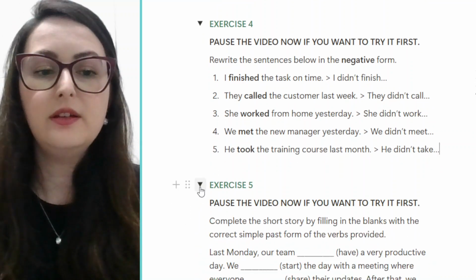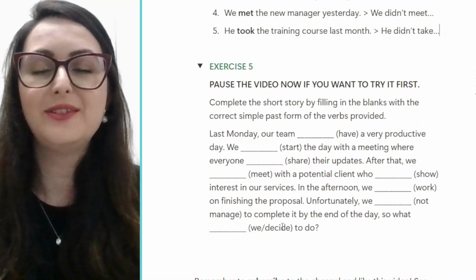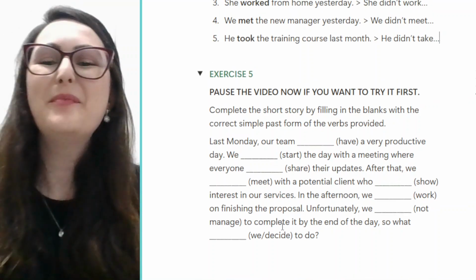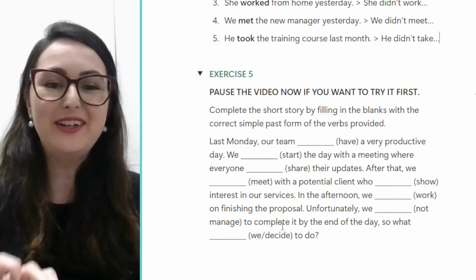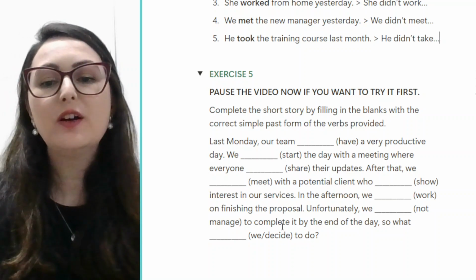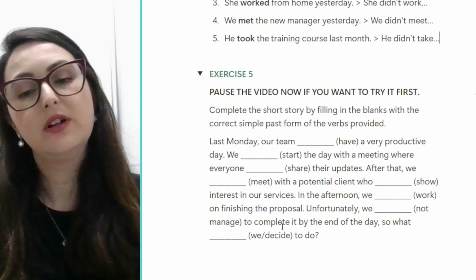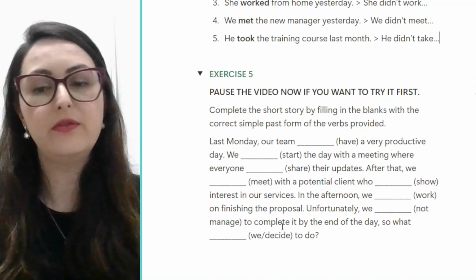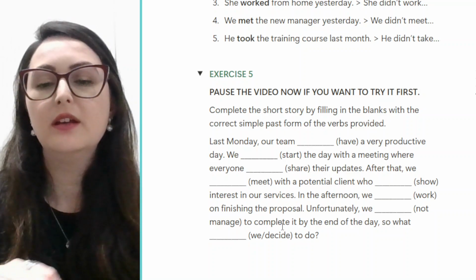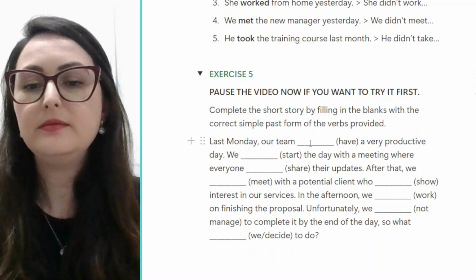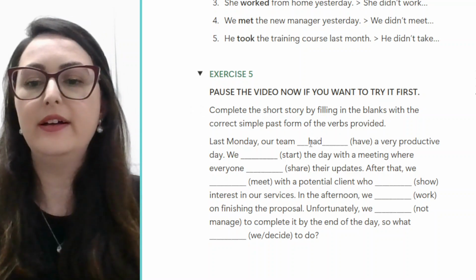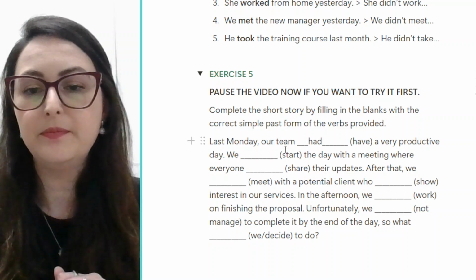Exercise number 4. Sorry, 5. Pause the video now if you want to try it first. Complete the short story by filling in the blanks with the correct simple past form of the verbs provided. So, last Monday, our team had a very productive day.